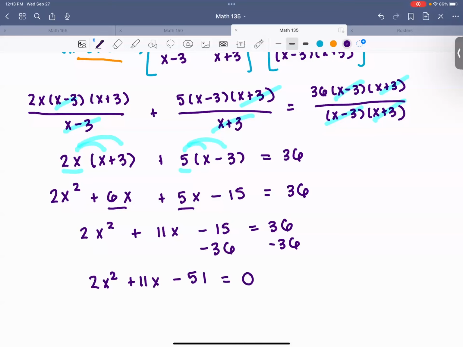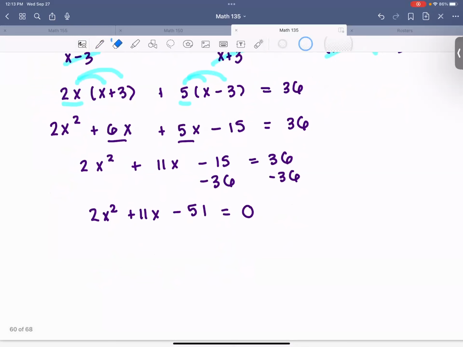Perfect. Now, do you really want to factor that? I don't feel like factoring. That is a 51 in there. That's a little scary. I don't even think it can be factored, honestly, into whole numbers at least. What method should we use? I think the quadratic formula is pretty easy because you just stick the numbers into the formula. So why don't we go ahead and use the quadratic formula for this?